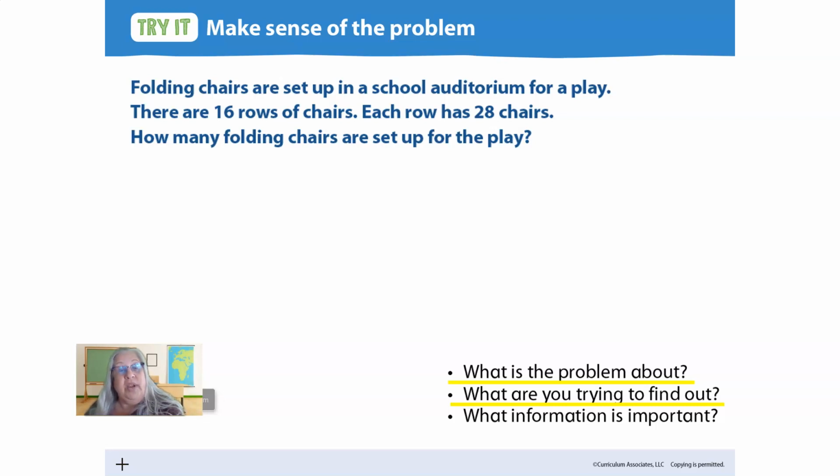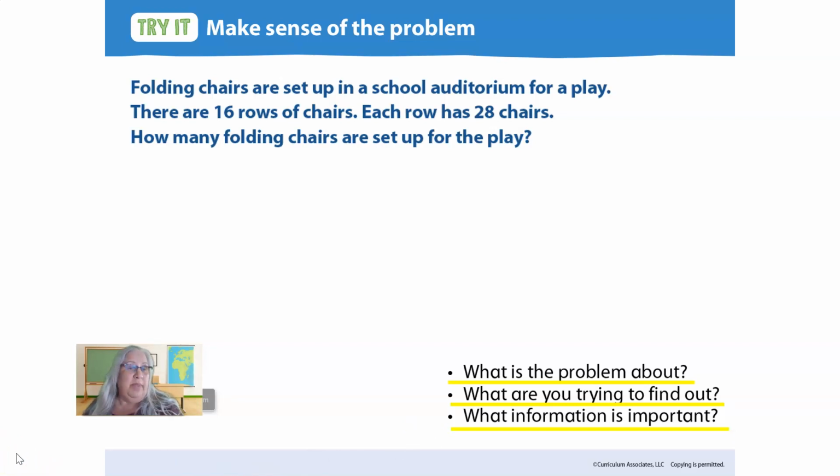Oh, yes, we're trying to find out how many chairs are set up for the play, or how many chairs are there in all. And we can also see that that's a question, and the question is what they want us to be able to answer. So we're going to do one more read at least through, and this time we're looking for what information is really important that we need to pull out of this problem in order to be able to solve it. So let's do that now.